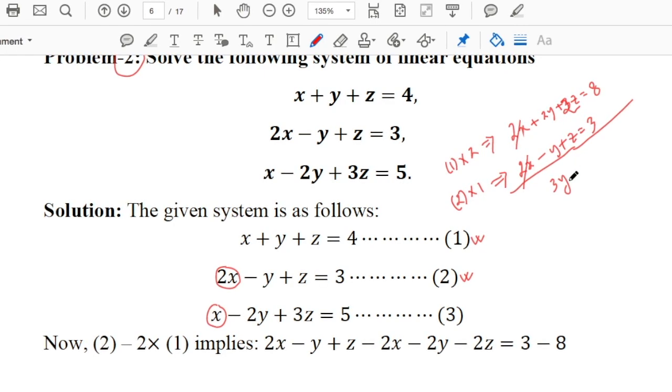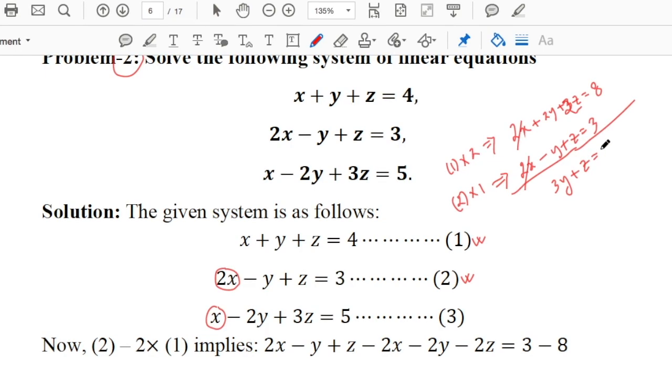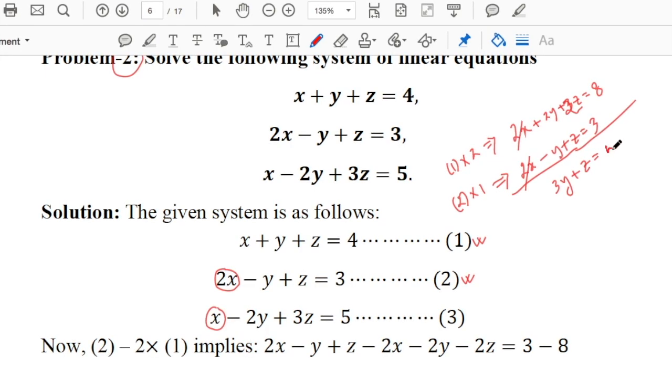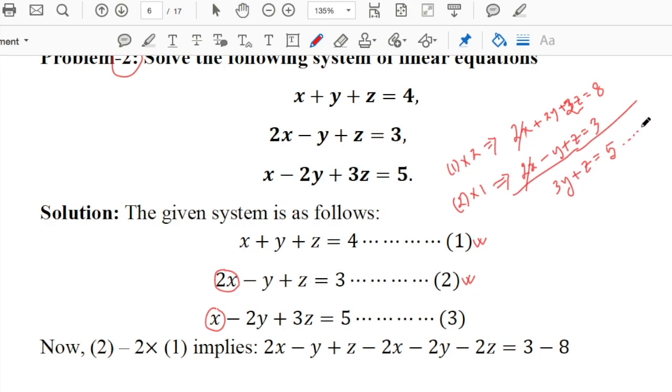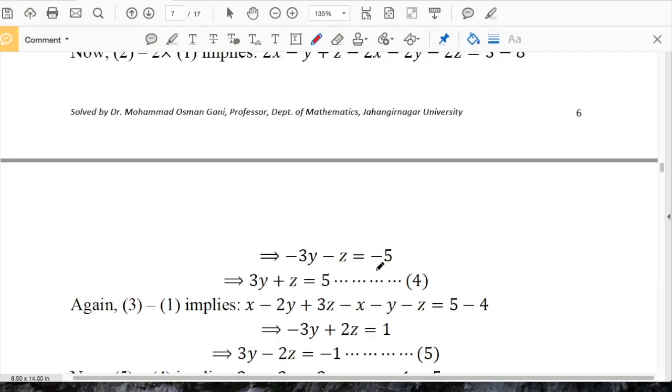2z minus z, which means z, is equal to 8 minus 3, which is equal to 5. So this is our fourth equation: 3y plus z is equal to 5.